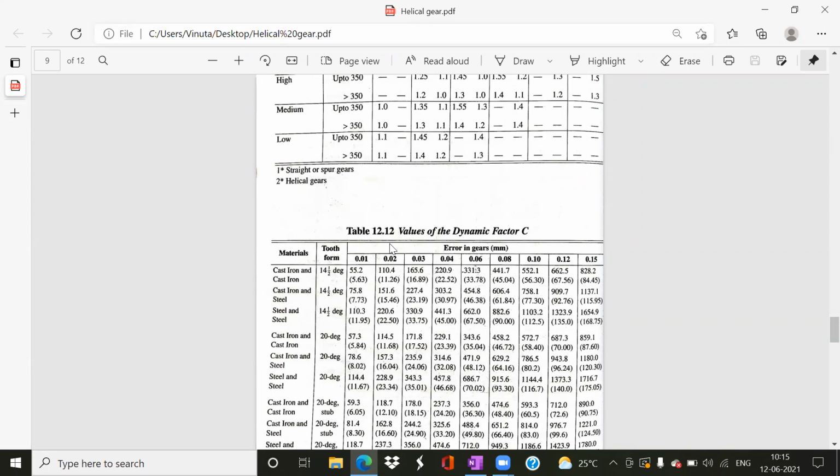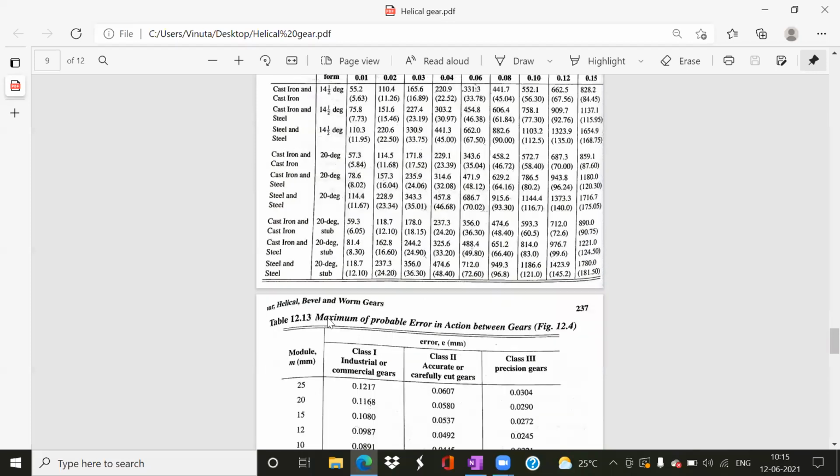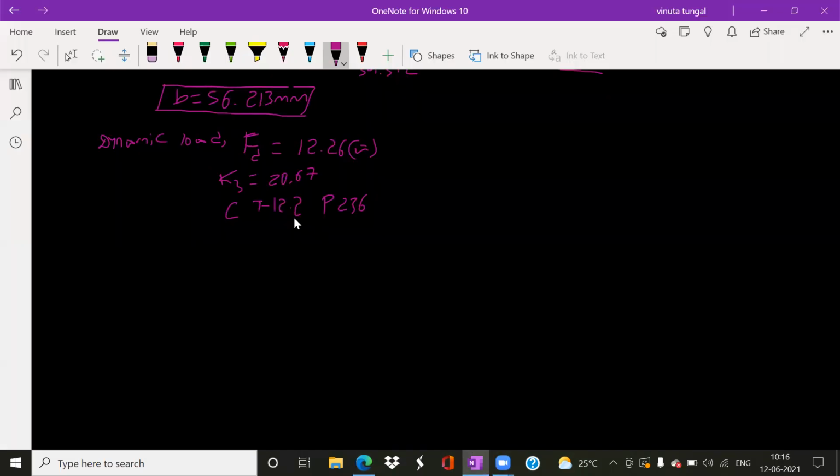Before finding that, you need to calculate the error. How are you going to calculate the error E? First you have to calculate the error, then only we'll get the dynamic factor. See here in the row, you can see the error in a gear. These are the errors. From that you can calculate the dynamic factor. It is there in the next table 12.13. This has to be 12.12, page number 236.